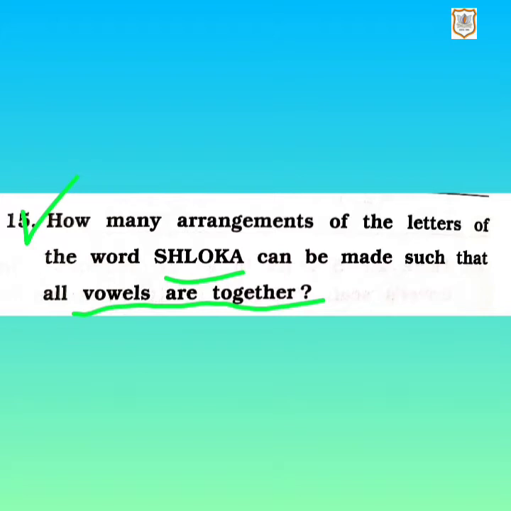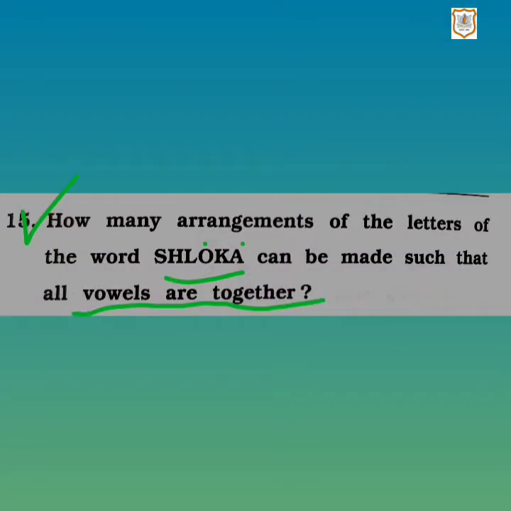So in the word SHLOKA, there are 6 letters and out of that, two are vowels. O and A are vowels. So let's arrange vowels together in this word SHLOKA. Out of that, 2 are vowels, O and A. The remaining are 4 letters. Which are they? S, H, L, K. And the remaining 2 are vowels, O and A.